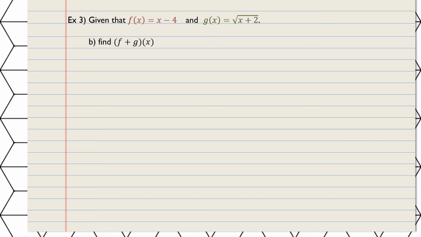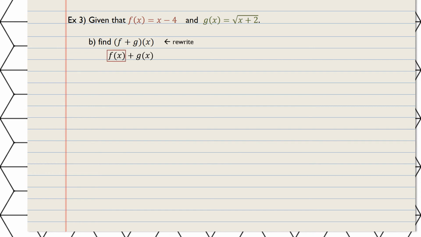Example 3. Given that f of x equals x minus 4 and g of x equals square root x plus 2, find f plus g of x. Now in this case they are asking us to add these two functions, so we do need to take the time to rewrite this. This really means f of x plus g of x. But what do you notice is different? Well, this time they did not give us a value to plug in. Good news is that doesn't change anything.